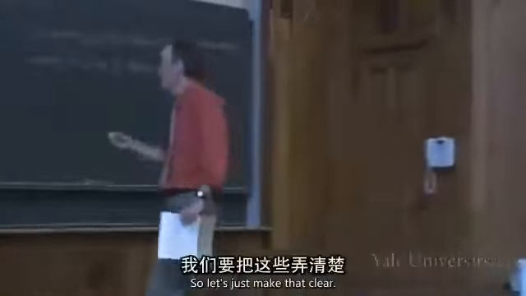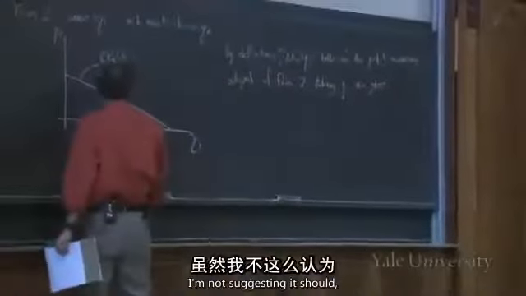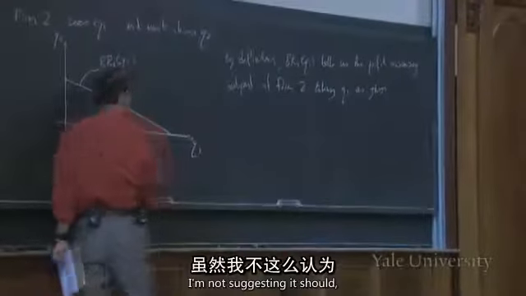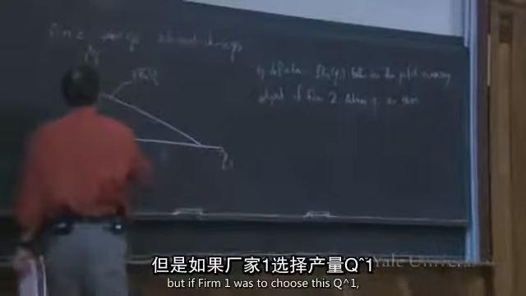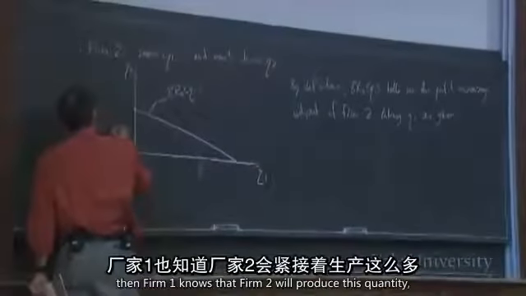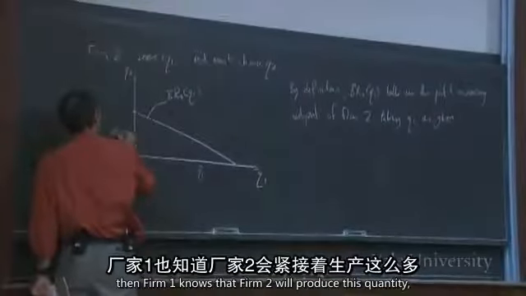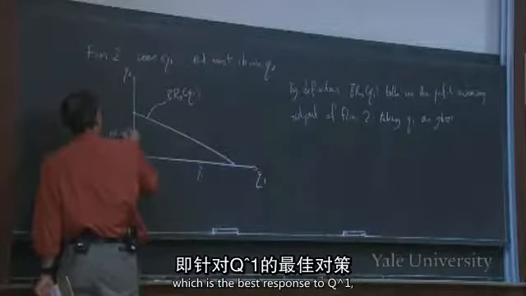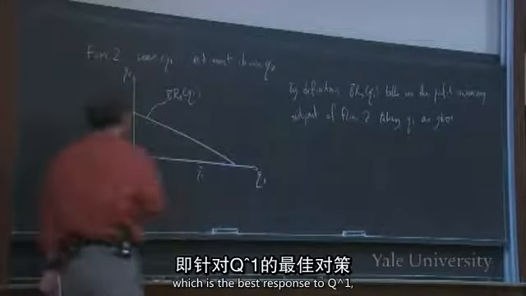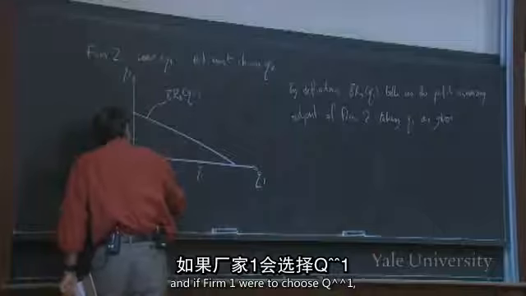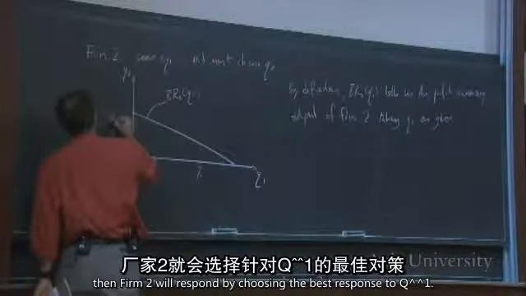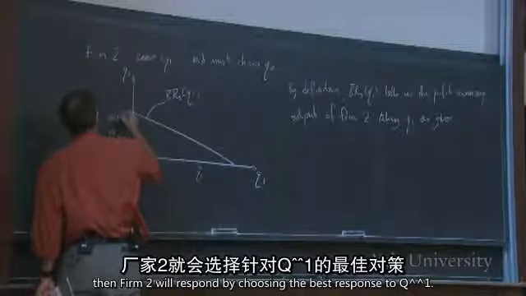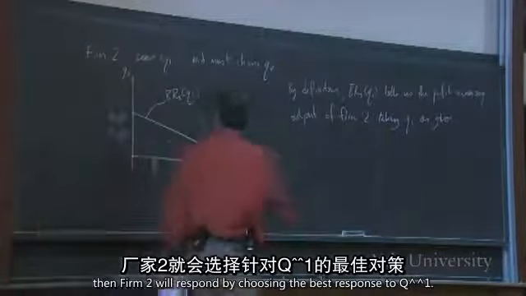All right, so let's just make that clear. In particular, if firm 1 was to choose Q1 hat, I'm not suggesting it should, but if firm 1 was to choose this Q1 hat, then firm 1 knows that firm 2 will produce this quantity, which is the best response to Q1 hat. And if firm 1 were to choose Q1 double hat, then firm 2 will respond by choosing the best response to Q1 double hat.